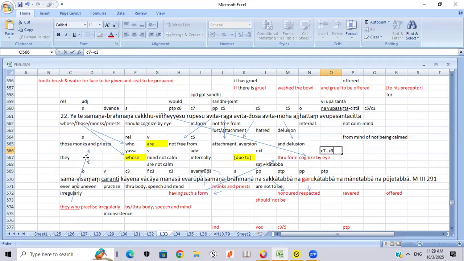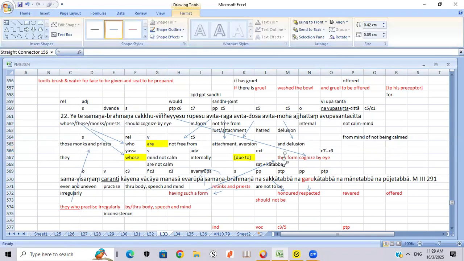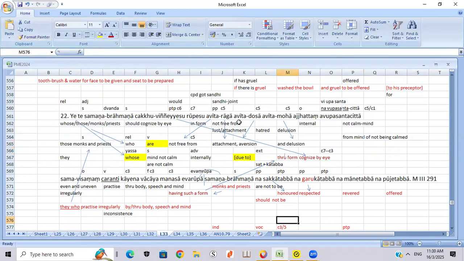It means they whose mind are not come internally due to form cognized by the eye, or internally through the eye. Whichever, I think we can drop through already, because even here, due to the form cognized, in this case we don't need the word through. So this is how. Take away this, as long as we get it, all right.